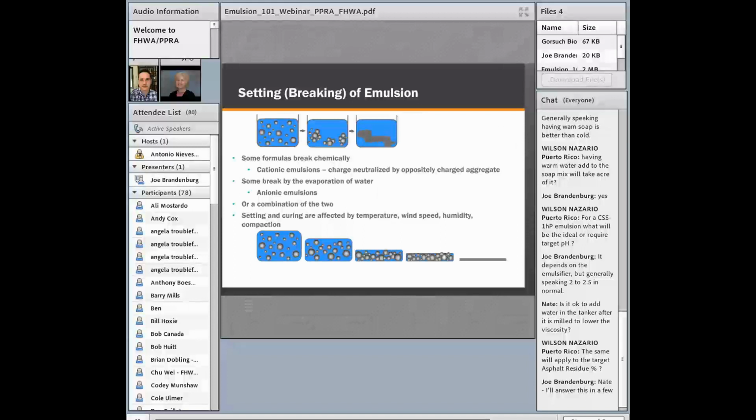So when you apply a chip seal, when you roll the chip seal, that compaction, that mechanical effort, is also important in helping to initiate that break of the emulsion so that the asphalt binder can grab onto the chips in that process. So those are some of the mechanisms that are important to the breaking of emulsion.